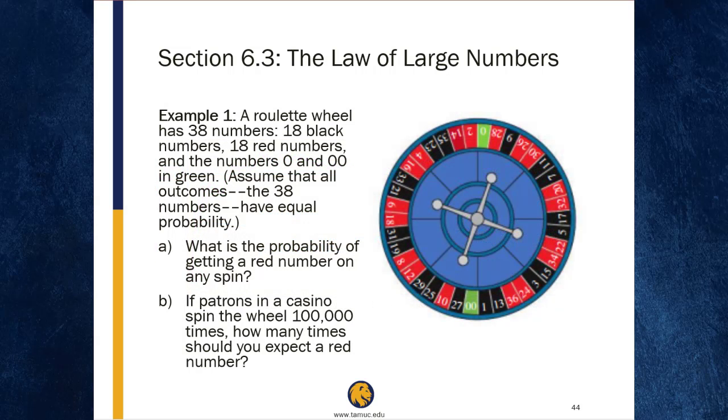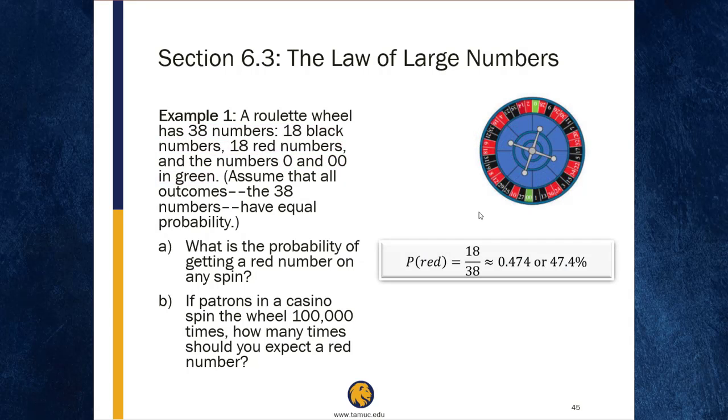So here's an example. A roulette wheel has 38 numbers. 18 are black and 18 are red numbers, and the numbers 0 and 00 are in green. We're going to assume that all the outcomes, the 38 different numbers, have equal probability. So with this in mind, what is the probability of getting a red number on any spin? And if patrons in a casino spin the wheel 100,000 times, how many times should we expect a red number?